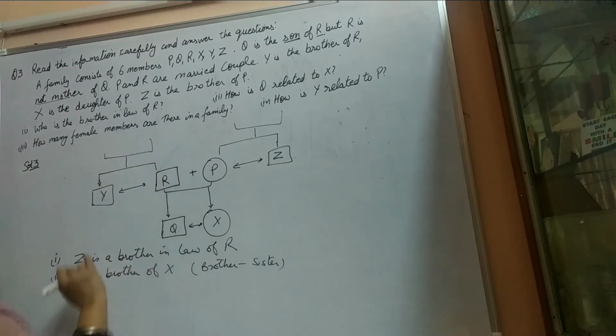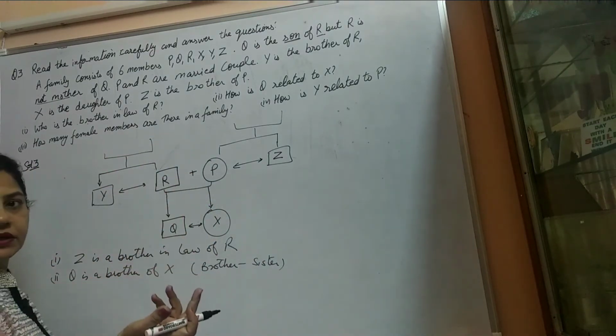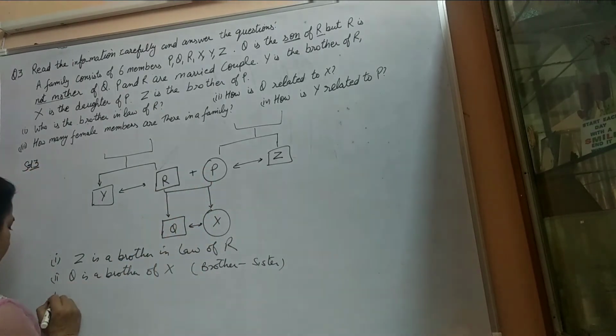How many female members are there in the family? Only 2. 2 circles are there, and we know that a circle represents the female gender. So there are only 2 females.